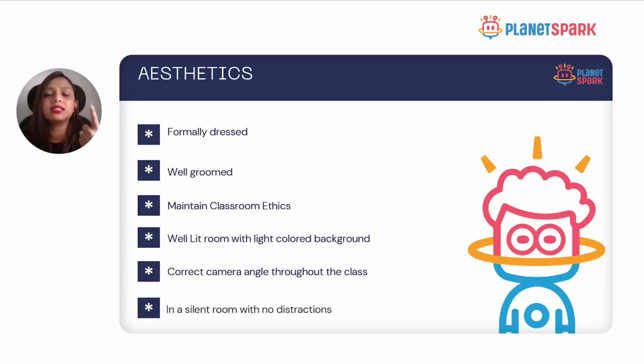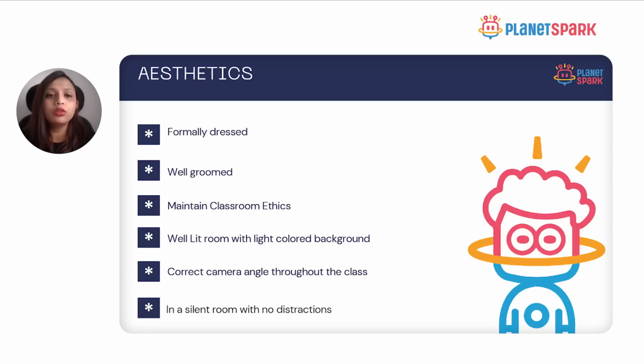And it starts with the aesthetics, the first visual appeal. So you need to be formally dressed, you need to be well groomed. Very important for the parent to know that you're not just someone who's taking a class from their home, from their bedroom, or from their study room. They need to know that, yes, you are here to help the child and the environment seems professional enough.